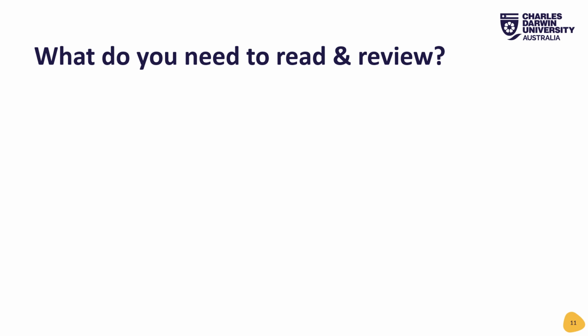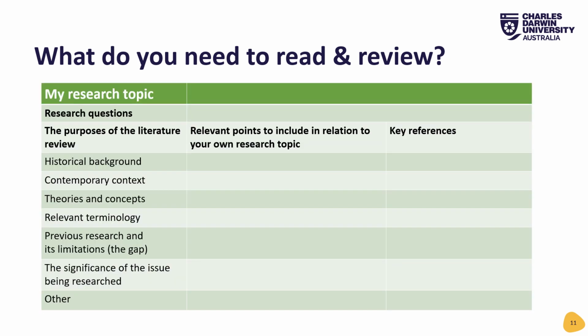To write a good literature review, one aspect we need to be mindful of is our selection of literature. We need to ensure that we consider the different types of literature that can be included in a literature review. On the screen, you can see the image of a matrix. This could be created in Excel, Word, or even with pen and paper. The primary purpose of this matrix is to ensure that you include literature that will give you a full picture of your research topic. This may include literature that provides context, such as historical and contemporary background information.